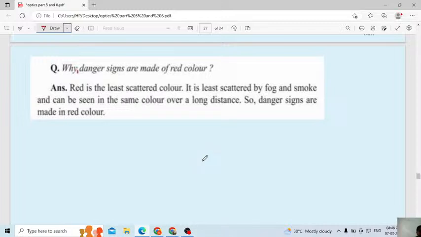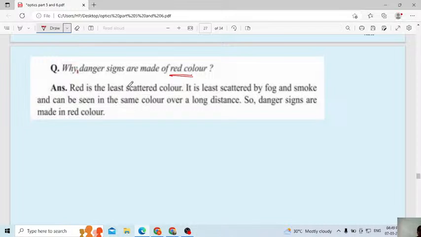Okay, why are danger signs made of a red color? Normally, why do they use red color only? These are very important application level questions, that's why I included questions with answers, because if I provide them in the PDF format, at least you can revise.